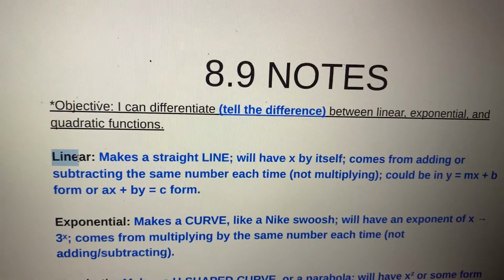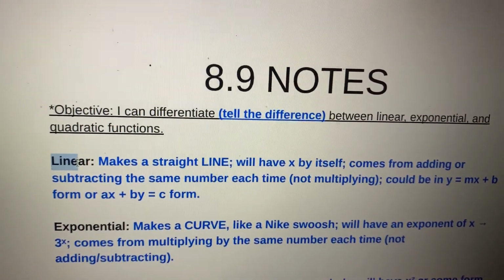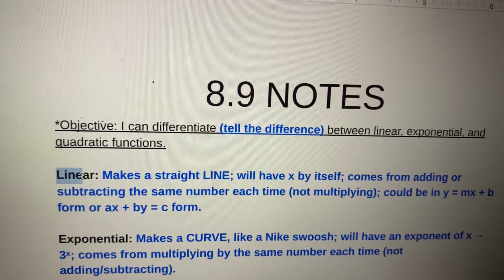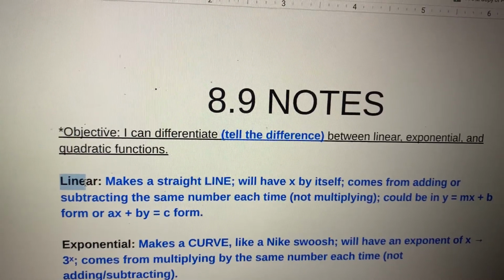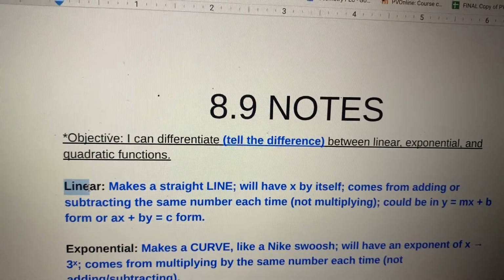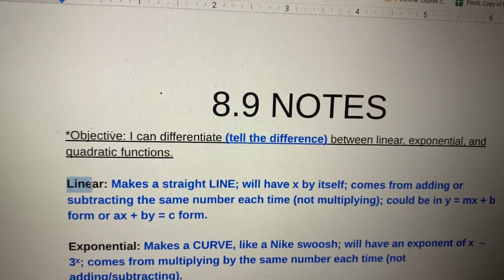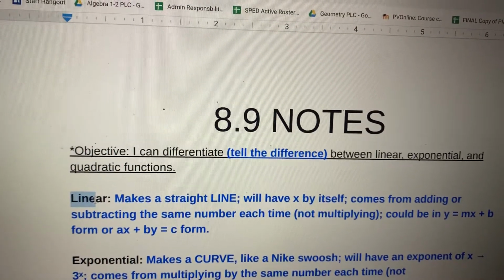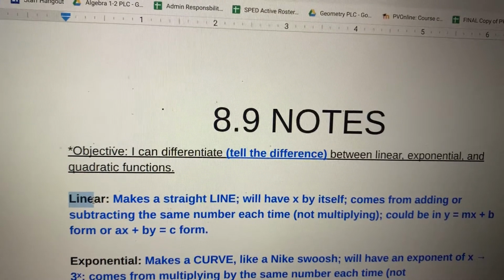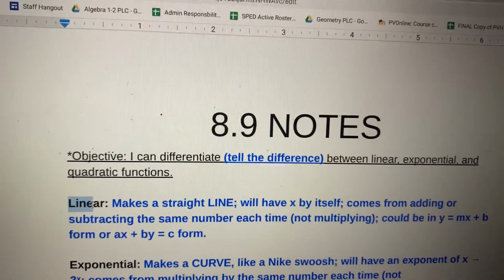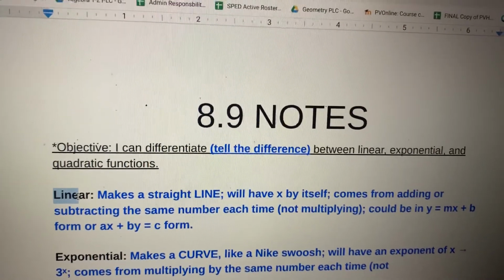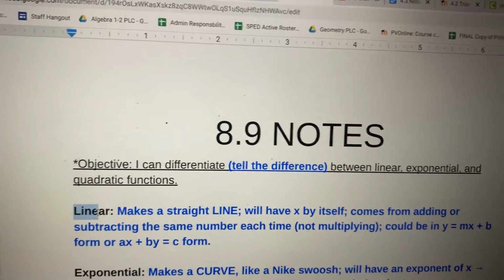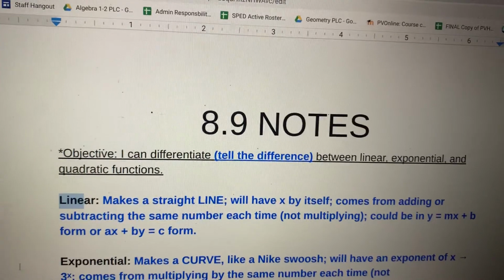It will have x all by itself, which I'll show you some examples of that. So in an equation, it won't have like x squared or an exponent of x. It'll just have a regular x. And we get linear functions by adding or subtracting the same number each time. So we're not using multiplication, we're adding or subtracting. So think about if you work and you get paid $10 an hour, the number of hours you work, each hour you get to add $10 and that's how much you make. So that would be a linear function. Another really easy example is each year we get 1 year older. So each year you add on 1 year to your age, that makes a linear function.